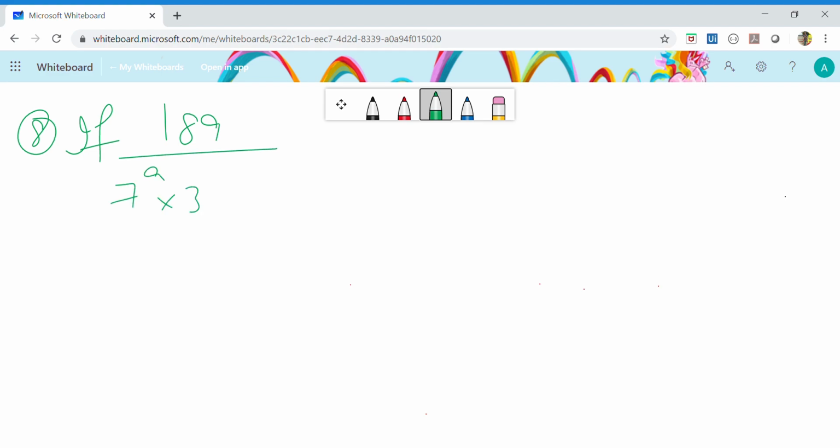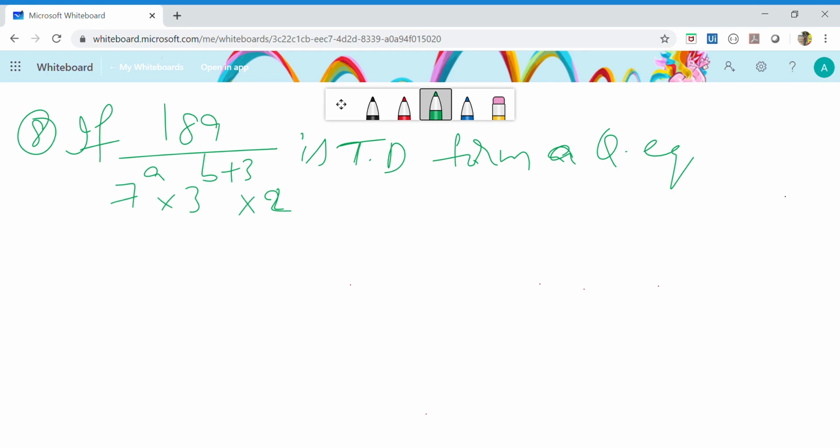Next, one more beautiful question you see. If 189 by 7 to the power of a into 3 to the power of b plus 3 into 2 is a terminating decimal, then form a quadratic equation with a, b as roots. Then form a quadratic equation, here he asked. So fifth chapter connective. Quadratic polynomial previously we wrote, now here quadratic equation with a, b as roots.